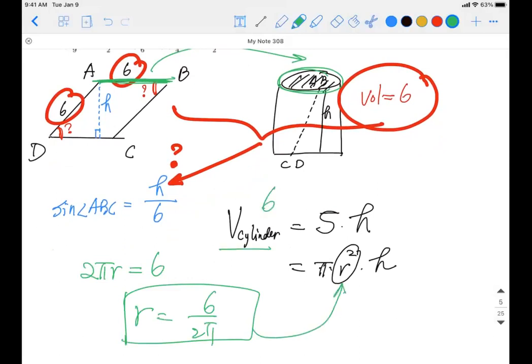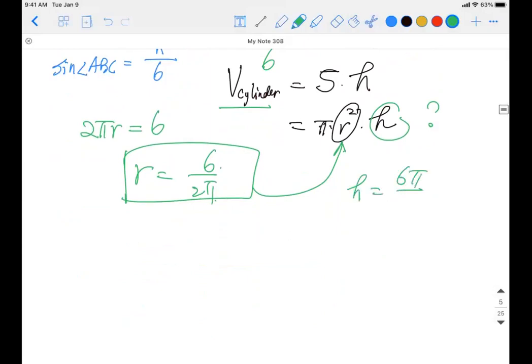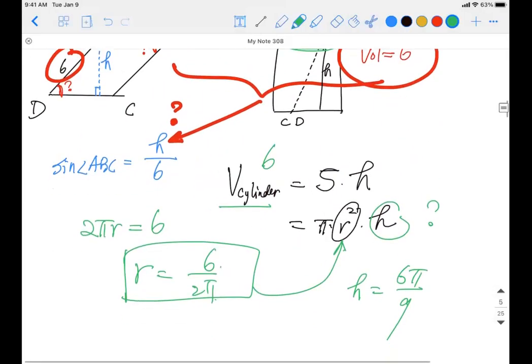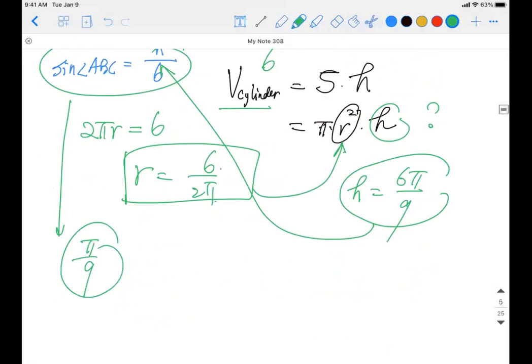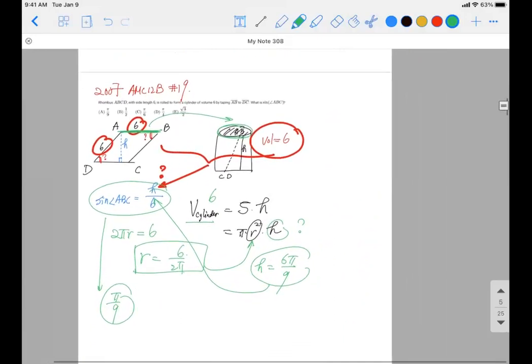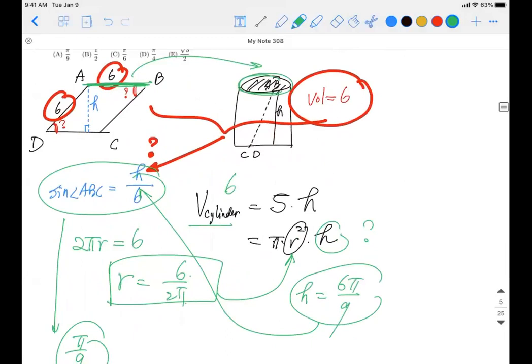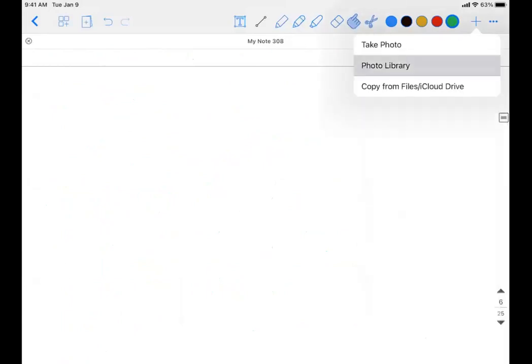This is 6, this is everything 6 pi. You will be able to get a value for h. H is what? 6 pi over 9, right? So easy, right? As long as you get a value for this, you plug in this value to here, you'll be able to determine the sinusoidal value of such an angle, which is what? Pi over 9. That's it. Easy peasy, right? So this is actually nothing but a basic definition. All right, if all good, let's go to our second problem because these are so easy, we don't have to explain too much. Let's go to our second problem.